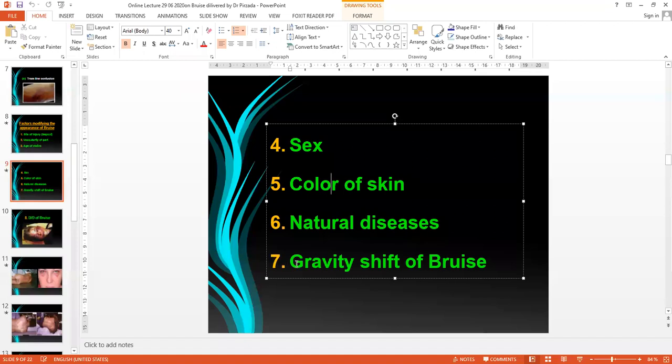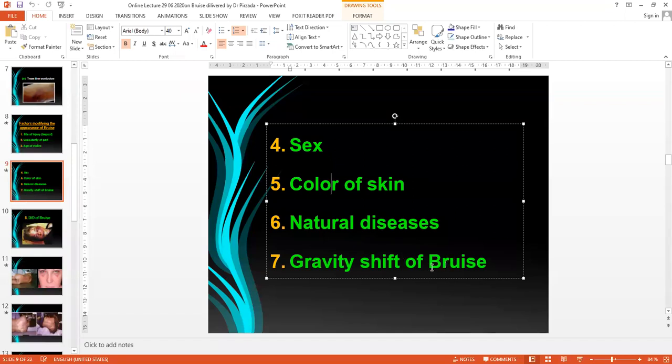Number 7 is the gravity shift of the bruise. There are certain bruises which appear away from the site of the impact. We call it the gravity shift. Suppose the striking is in one area and the bruise develops in another area. This we call the shifting of the bruise due to gravity. Let us see an example.